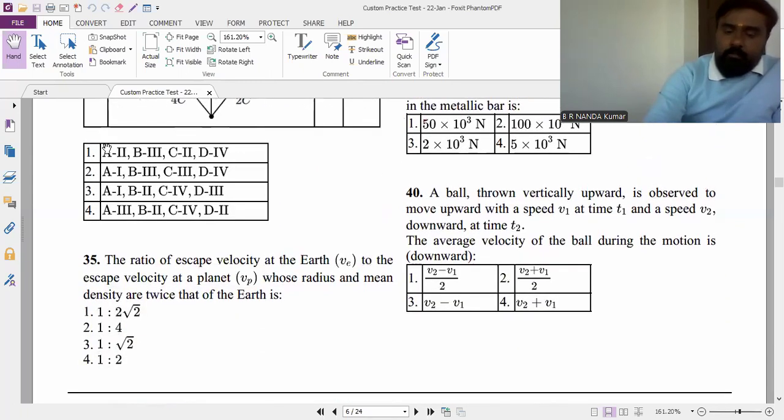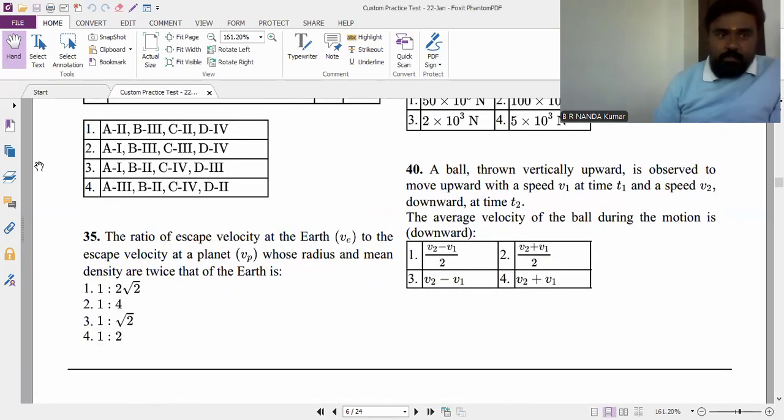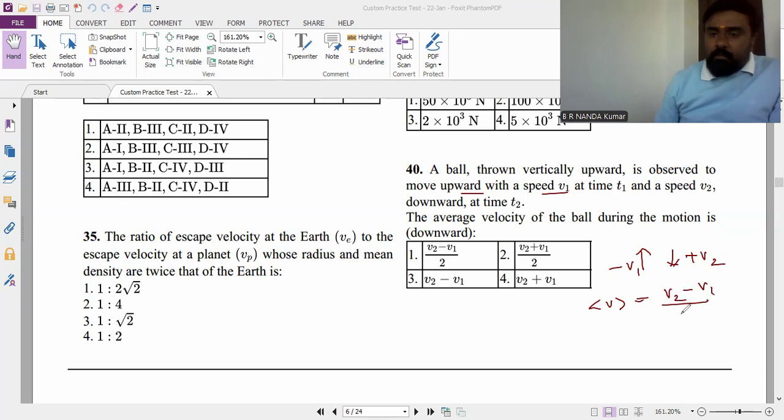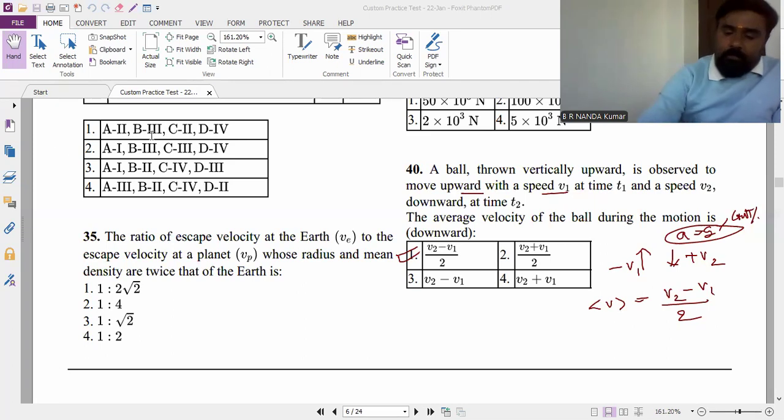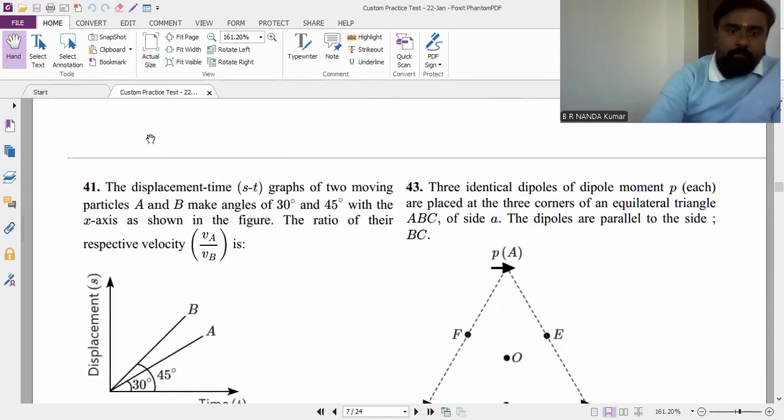Next question, number 40. A ball thrown vertically upwards is observed to move upward with velocity v1. So the upward velocity is minus v1, and the downward velocity increases, that is plus v2. So the average velocity is (v2 minus v1) divided by 2. The right answer is the first option, because here acceleration is g and it is constant.